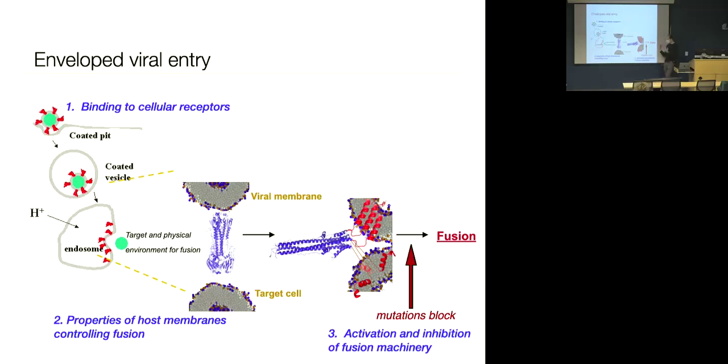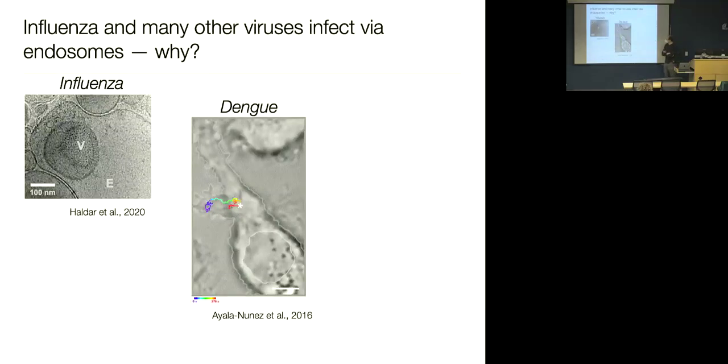So we're really interested, this isn't the order we'll talk about it today, but about what's the role of binding to cellular receptors in the first place? What are the properties of the host membrane that control infection? And then, of course, what can we learn about, particularly in the protein membrane interactions, about activation and inhibition of the fusion machinery?